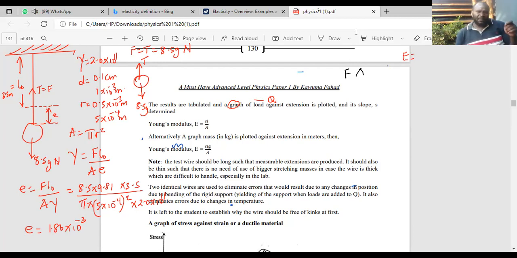Now, this experiment has some questions. They can ask you to describe the experiment. Two, they can ask you to give precautions taken when carrying out this experiment. One, the test wire should be long so as to have a measurable extension. Then it should also be thin, such that there is no need to use bigger stretching masses. In each case, if the wire is thick, it is difficult to handle, especially if you're using elasticity.